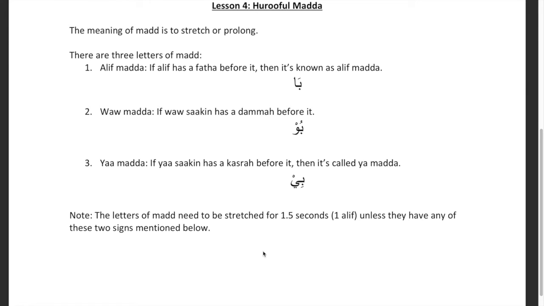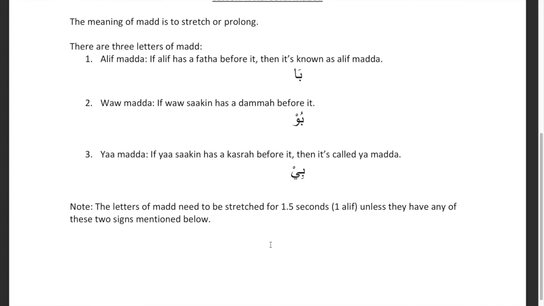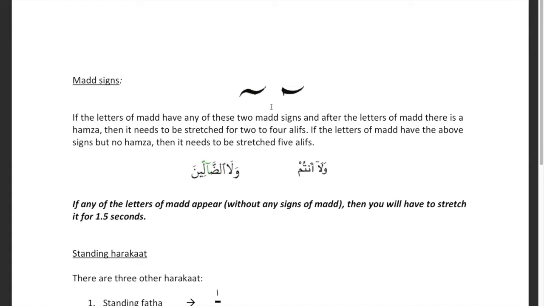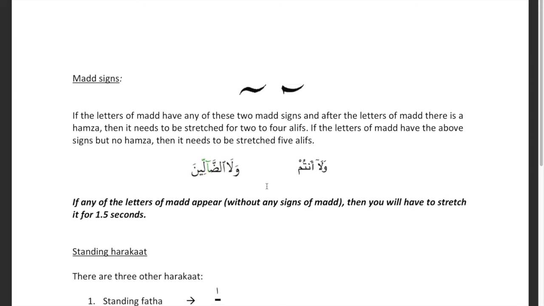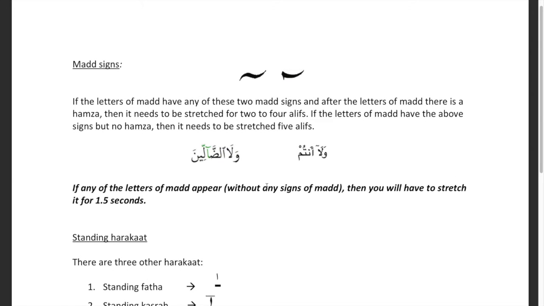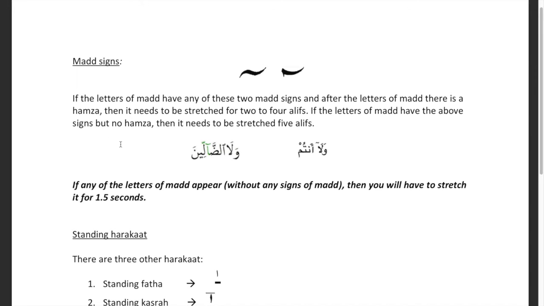Note the letters of mad need to be stretched for 1.5 seconds, one alif, unless they have any of the two signs below. So these are the two mad signs, and depending on which type of print you have in your copy of the Quran, the Mus'haf, it may look a little bit different, but generally it will look like this, these two signs. And the underlying rule is that if after any of these two signs there is a hamza, then you will stretch it for 2 to 4 alifs. So if we said that one alif was 1.5 seconds, it would be 2 to 4 times that.